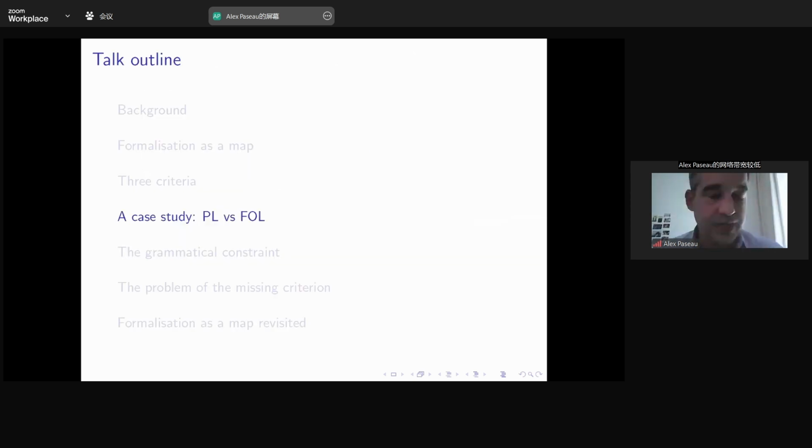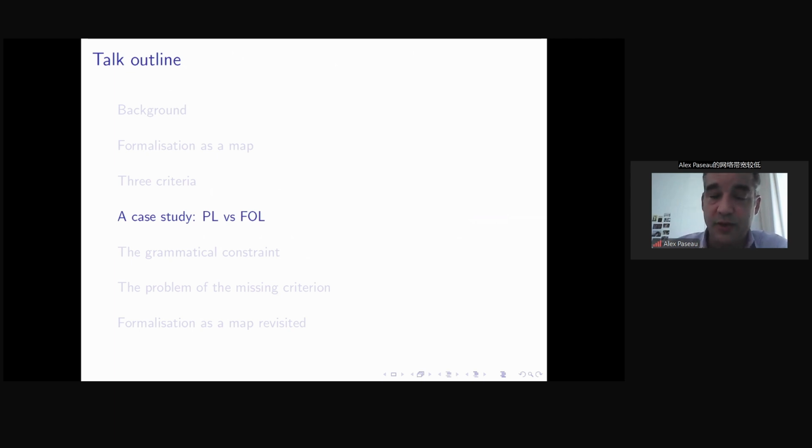Okay, so what I want to do now is test these three criteria with a case study, and I'm going to have the simplest possible case, propositional logic versus first order logic, and I'm going to see how they measure up against these criteria of formalization. Intuitively, we think that first order logic is a better formalizing tool than propositional logic, but it's not at all clear that it does better when judged according to these criteria. Okay, so that's the question.